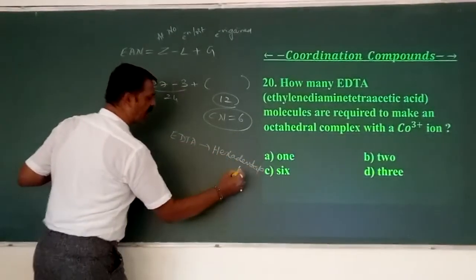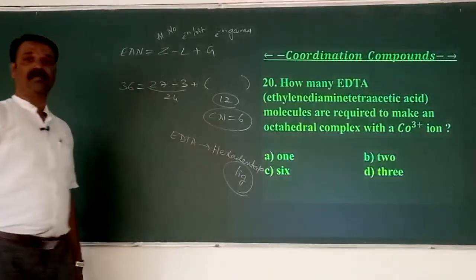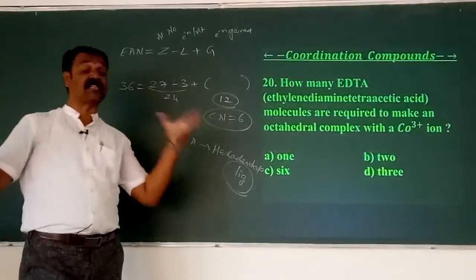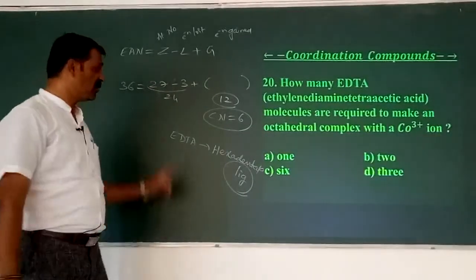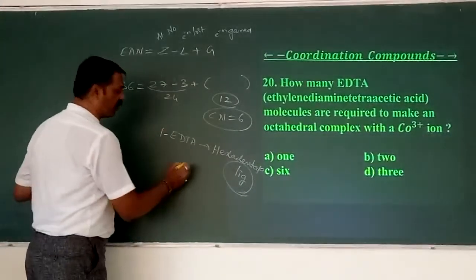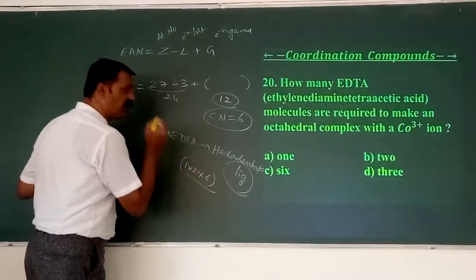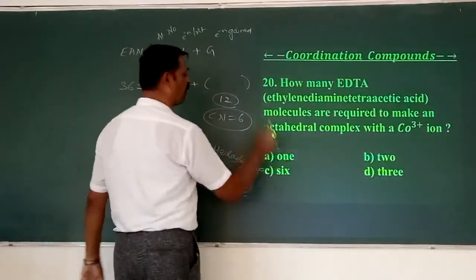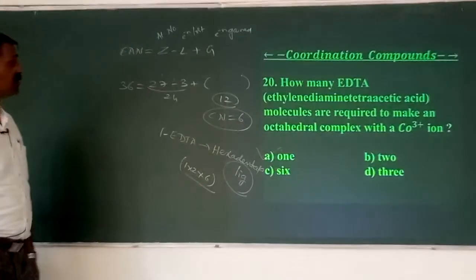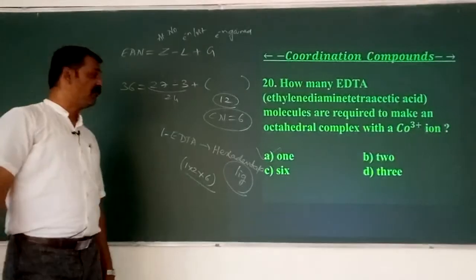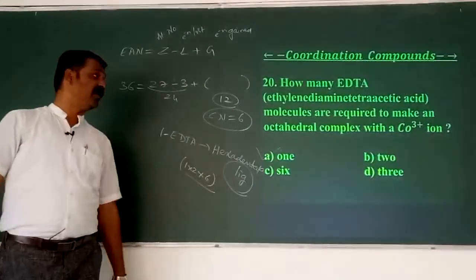EDTA is the best example for a hexadentate ligand. It is always an example of hexadentate, meaning the same molecule has 6 coordinating sites. Hence, 1 EDTA is sufficient for that. Because 1 means it is 2 into how many are there? That is equal to 6. So for how many EDTA molecules can I expect here? Hence, the number of EDTA molecules with respect to the cobalt 3 plus ion in forming an octahedral complex is going to be 1.